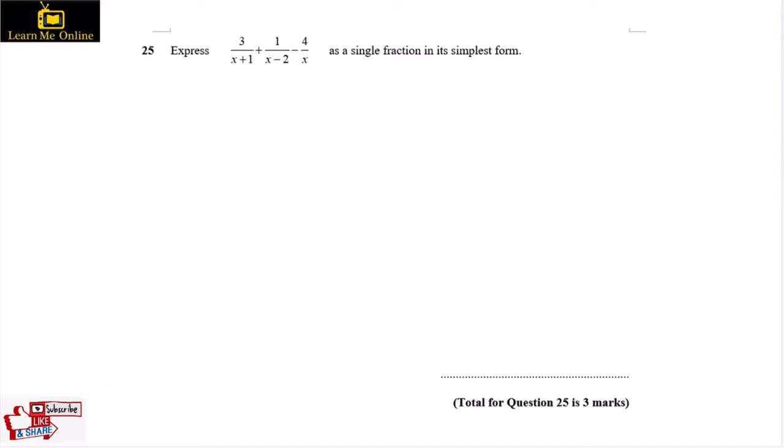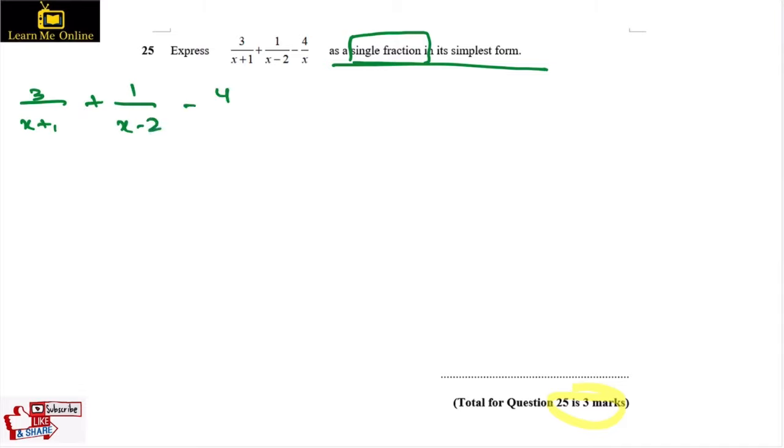Here we have got the last question, and it's for 3 marks. So what we have to do is, we have got the fractions given. We need to write down these fractions in the simplified form, and the simplified form would be in a single fraction form. So we are having 3 over x plus 1, then we are having plus 1 over x minus 2 minus 4 over x.